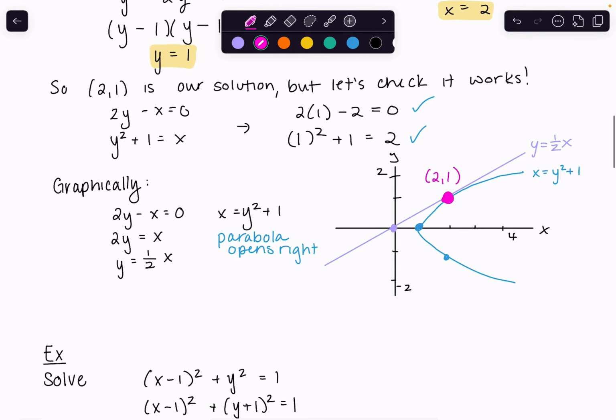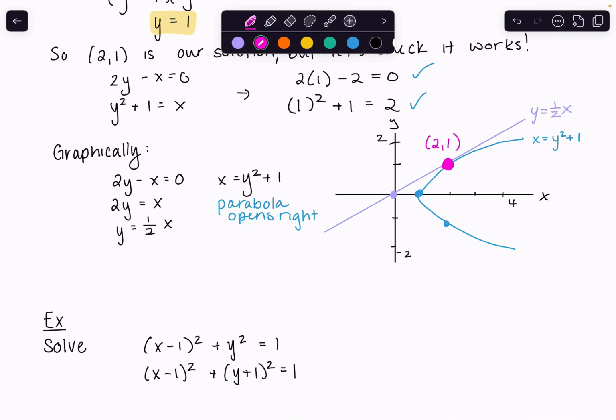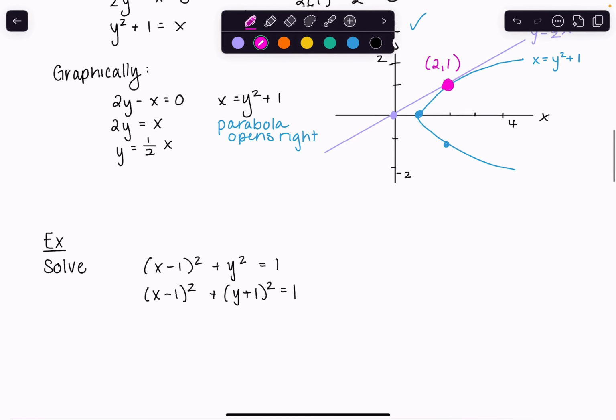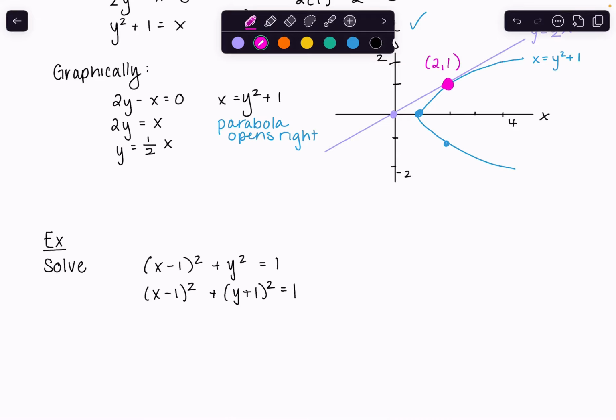So let's try another one. We have x minus 1 squared plus y squared equals 1, and x minus 1 squared plus y plus 1 squared equals 1. So if you haven't refreshed on circles in a bit, these are definitely going to come back into play. We will likely either have talked about these at the beginning, or I sometimes lump these in with ellipses. But these are standard forms for a circle, and you definitely have seen them before.